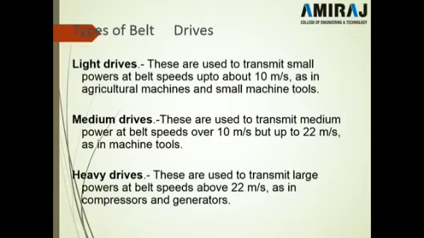Heavy drives. These are used to transmit large power at belt speed about 22 meter per second, as in a compressor and generator, right? So where the compressor and generator, where high speed is required between two belts or two pulleys, the heavy drives are used.